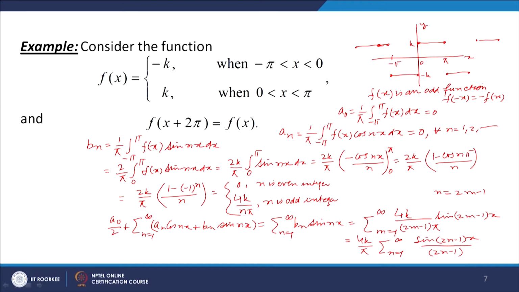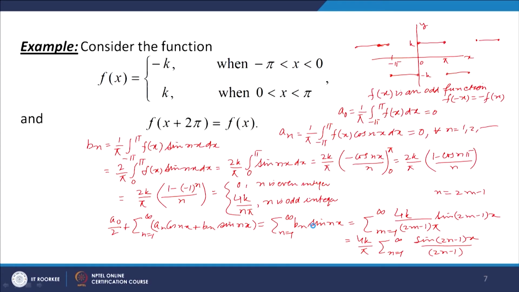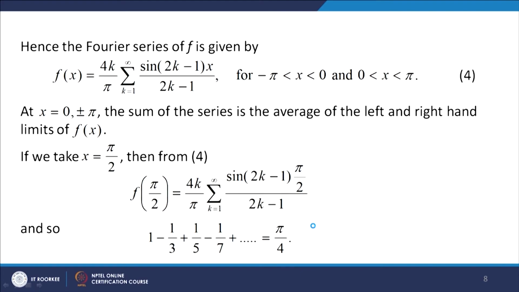over the points of continuity, and at the point of discontinuity it is the average of left hand and right hand limits. So, the Fourier series of f is given by this for minus pi less than x less than 0, because f is continuous here, and 0 less than x less than pi, where also the function is continuous. The discontinuity points you can see in the interval minus pi to pi, the discontinuities occur at minus pi, 0 and pi. So, the sum of the series here is the average of left hand and right hand limits of f x. Now, let us look at a particular case.